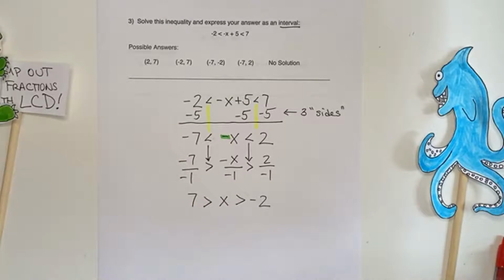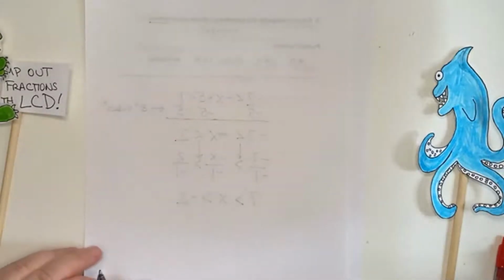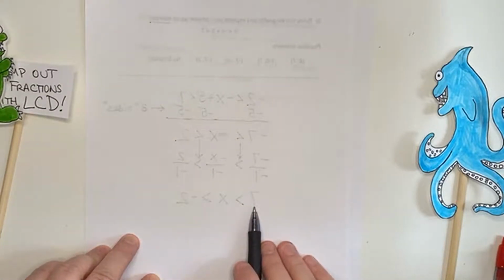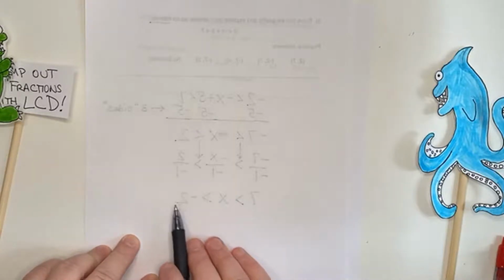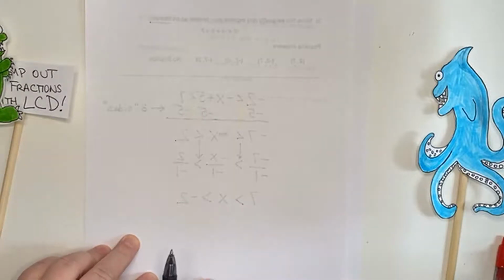Now, in a perfect world, I could just take this piece of paper and turn it over, and you could see that the -2 is on this side and the 7 is on the right. If you can see that, I don't know if the video is showing it to you. So it goes from -2 is less than x is less than 7, but it's hard to read the numbers, of course.